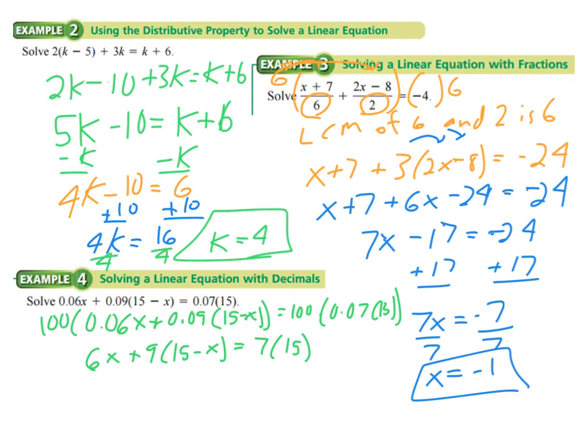So now we just need to simplify. So again, getting rid of those decimals makes that quite a bit easier. We'll have to distribute on the left side. So we get 6x plus 9 times 15, we'd be looking at 135 minus 9x equals 7 times 15 would be 105.